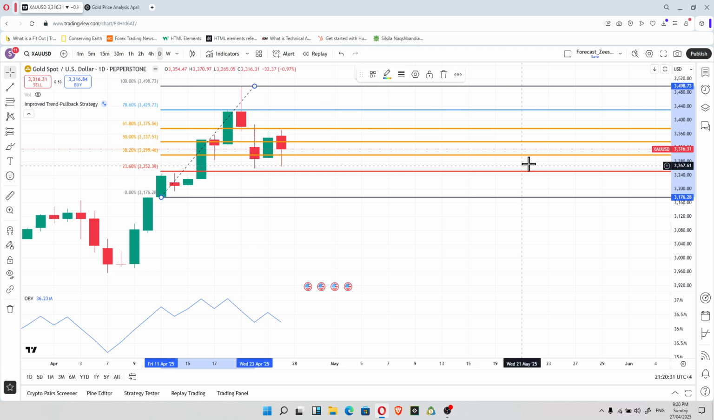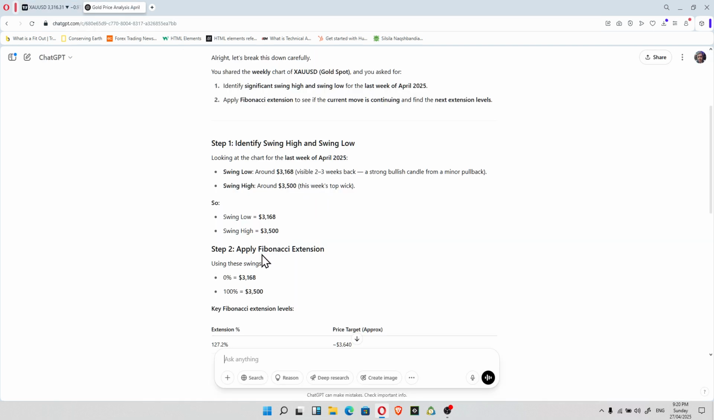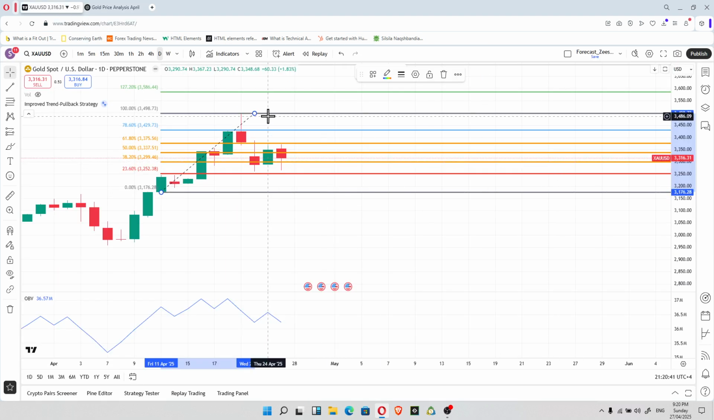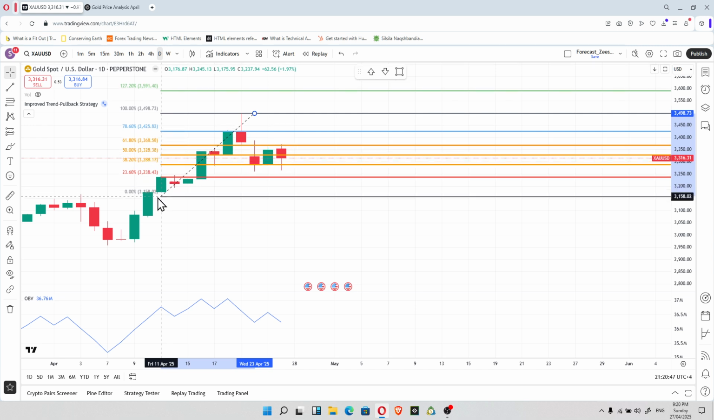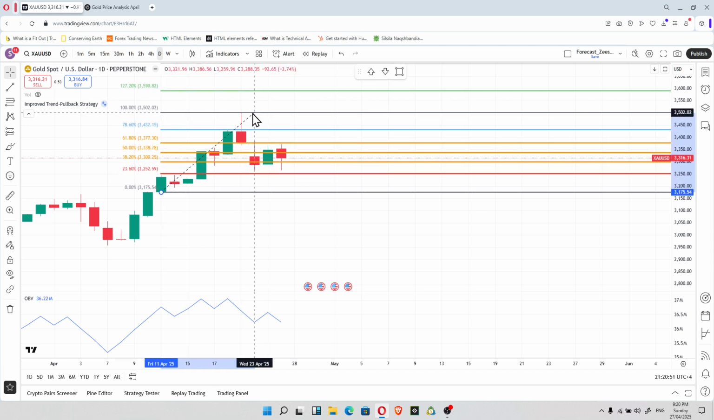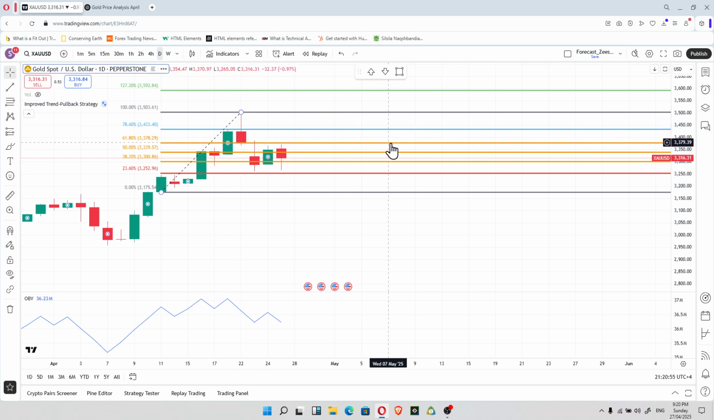Here we are applying the Fibonacci, and according to ChatGPT, this is going to be our target on the first Fibonacci, 3640. For us it's coming at 3580 because of different data from different charts. Maybe the placement is the issue. So this is the price. It's not grabbing it. Anyway, this is what we got.